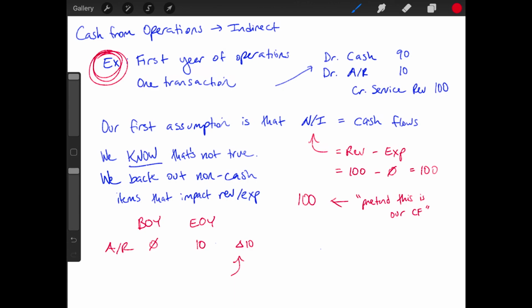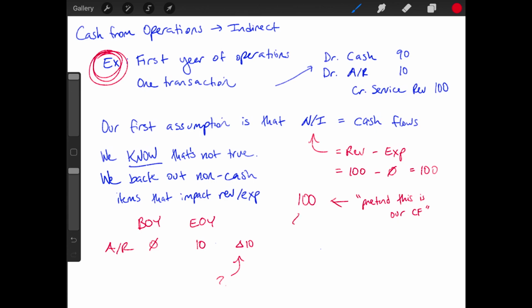And so since it changes by 10, we ask ourselves, well, what does that mean? We wrote out the journal entry so that we can see what it means. But basically, of that $100 revenue that we earned, that increase in our accounts receivable means that we didn't actually receive all of that revenue with cash. This increase of 10 is stating that of that 100, we didn't actually receive 10 of it with cash. And so we need to back that amount out, which is what we do in the adjustment.